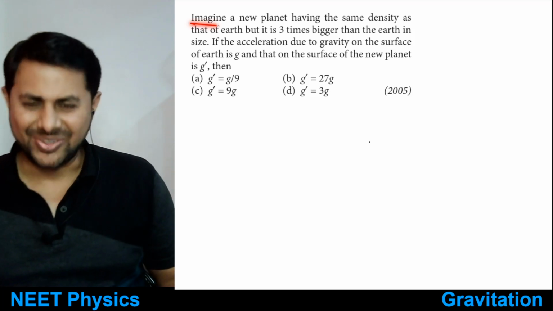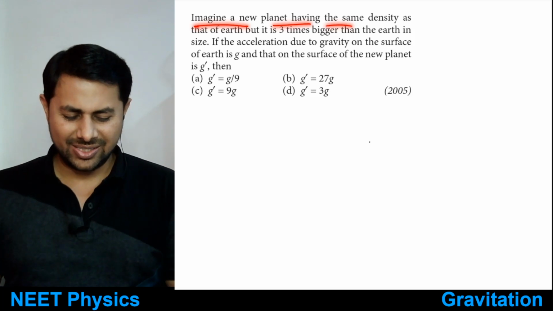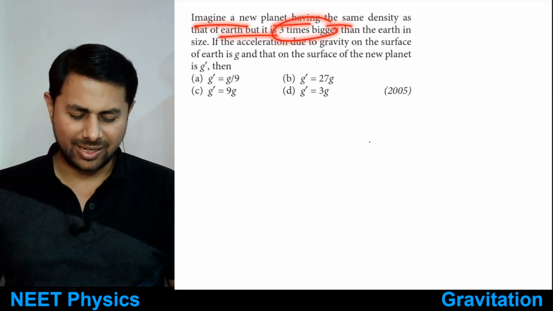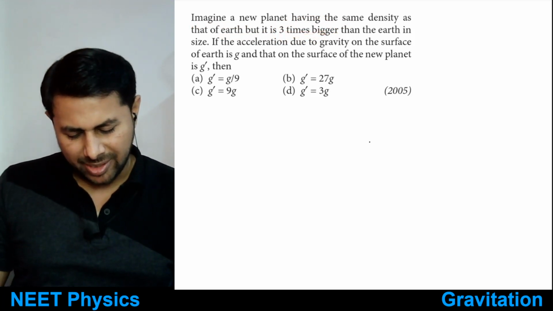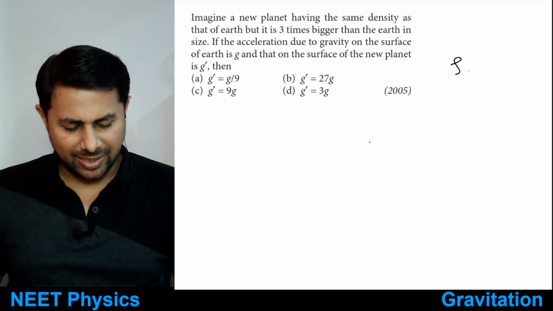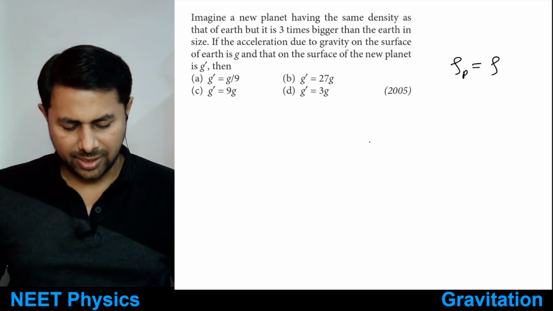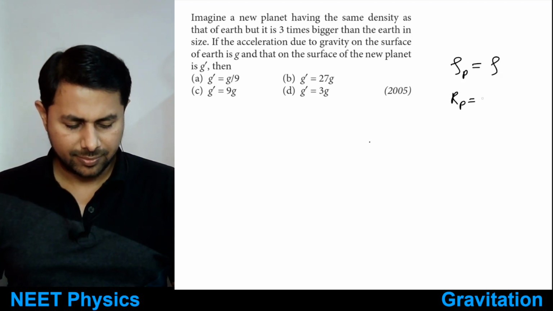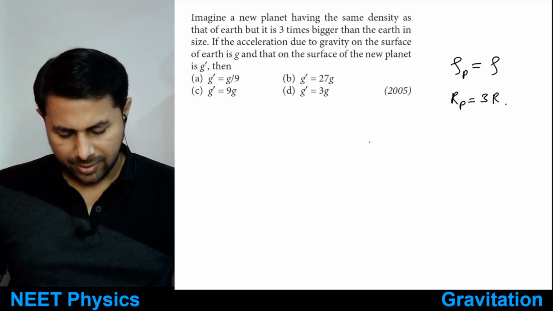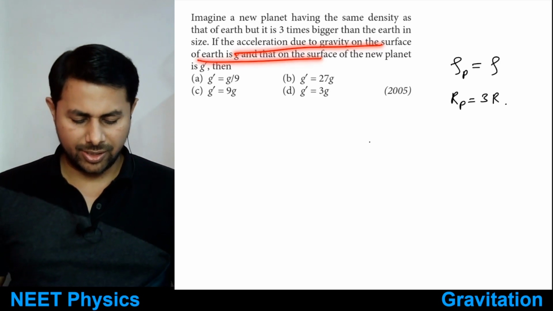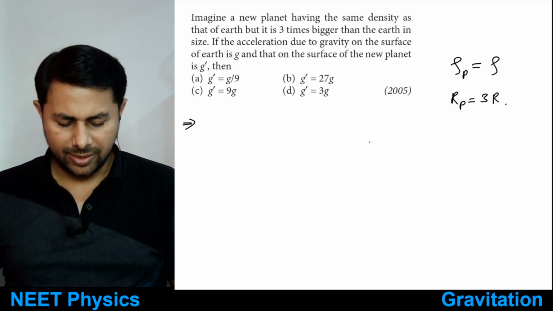But we can imagine anything in physics questions, right? Imagine a new planet having the same density as that of Earth but 3 times bigger than Earth in size. This is possible. So the density of the planet is the same as the density of Earth, but the radius of the planet is 3 times the radius of Earth. If the acceleration due to gravity on Earth's surface is g, then on the surface of the new planet it is g prime. What would be g prime?